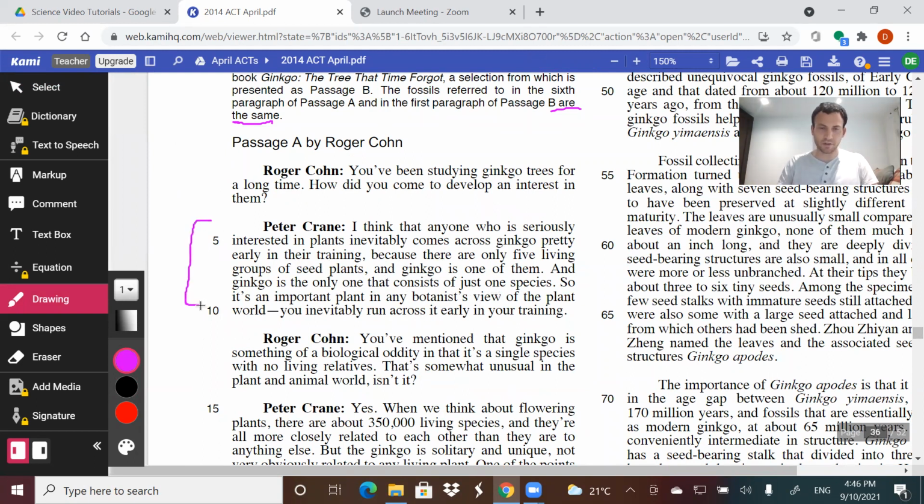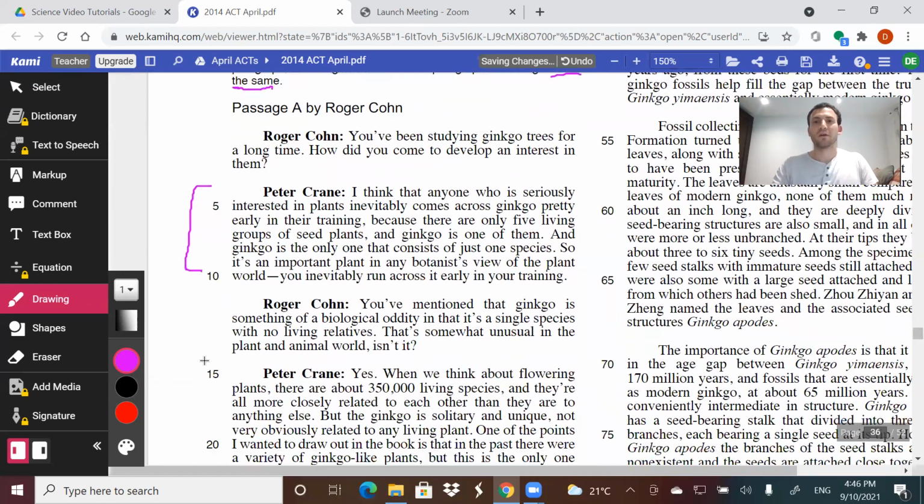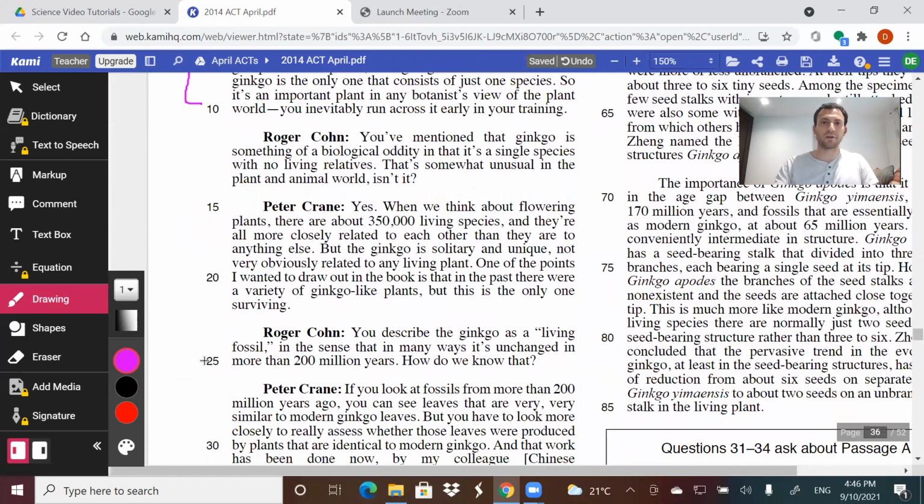So what's the point of this paragraph? It's that ginkgo is rare, okay? You come across it early in your training because it's just very unique.